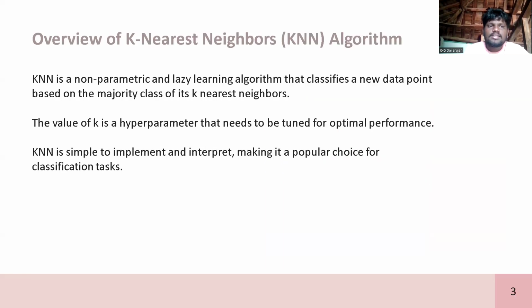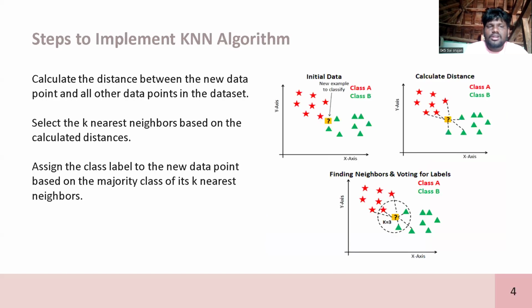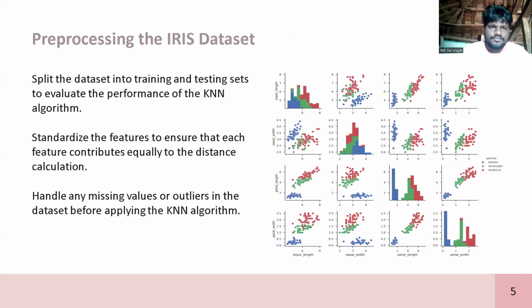So KNN is a widely used machine learning algorithm. For the implementation, KNN selects a new data point, calculates the distances to its nearest neighbors, and finds the majority class for processing the data set.